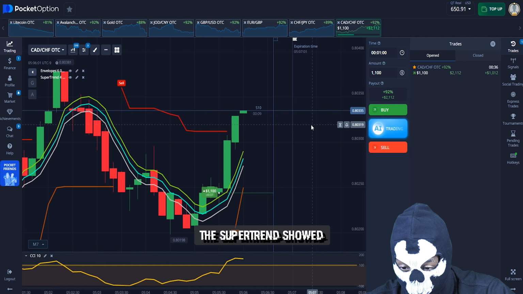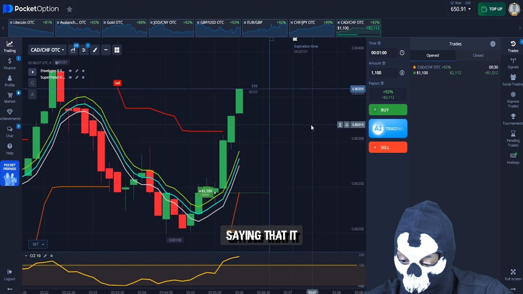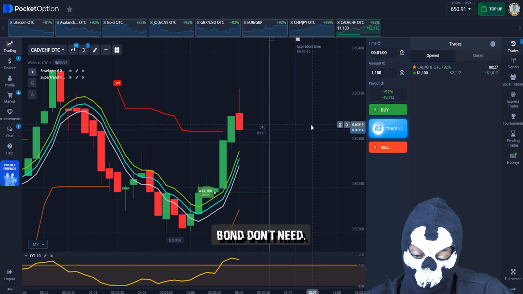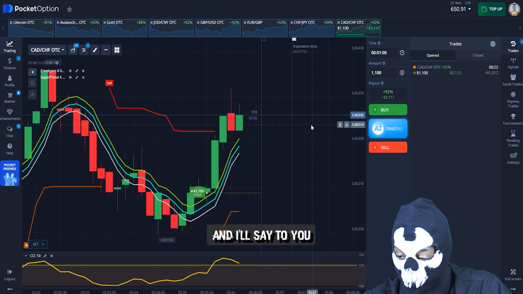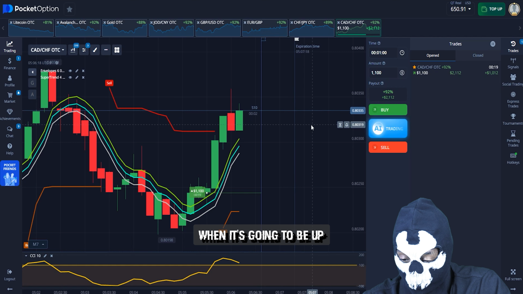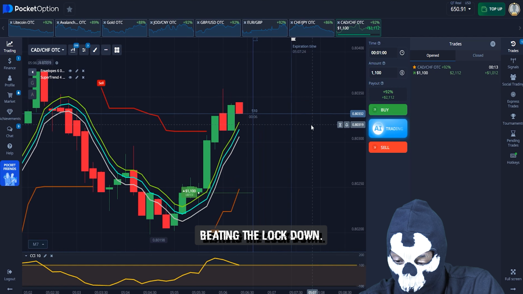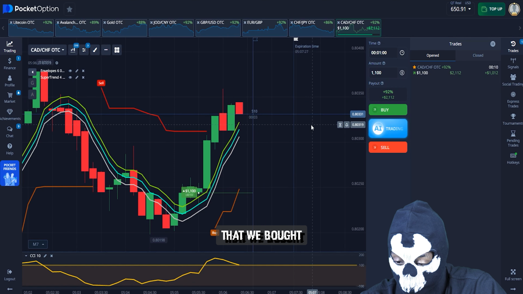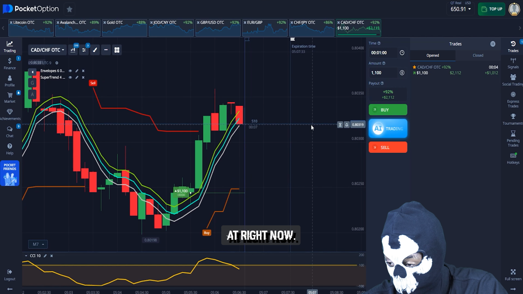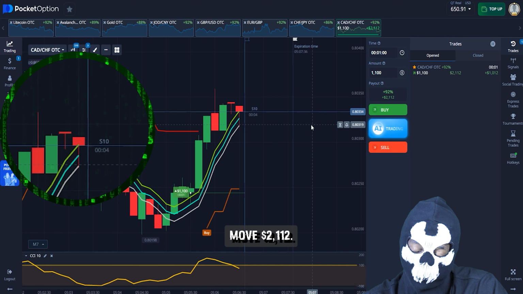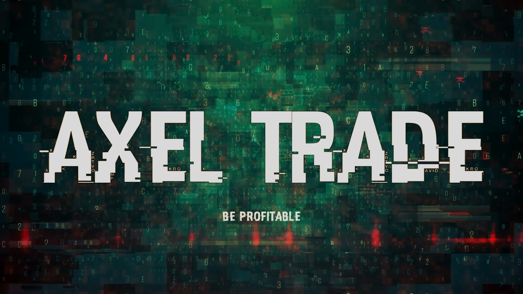As you can see, the super trend showed that we should sell, which was moving against us. But it's also now showing that we should buy. It's now bowing down to me. So let's keep going with our belief and our strategy that it's going to be on up. And I don't think the sellers have enough power to keep bringing the market down. And from the time that we bought or walked into the trade, we have a big margin between that and where we are at right now. So we only have 2 seconds left. Boom, $2,112. Easy as that. Let's move on to the next trade.